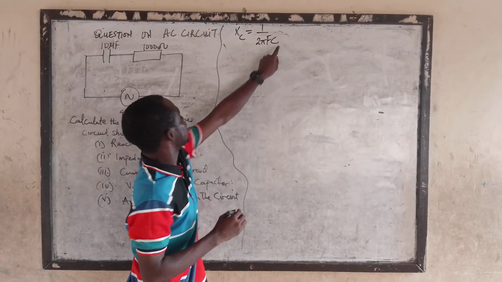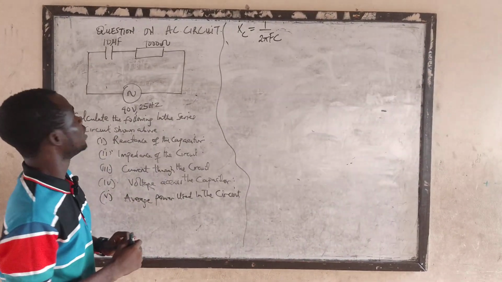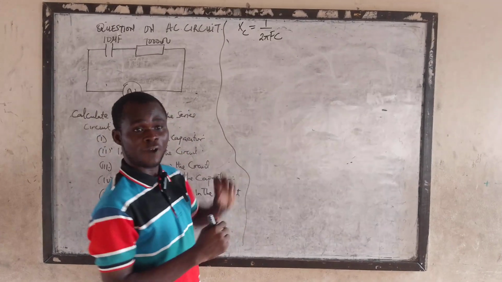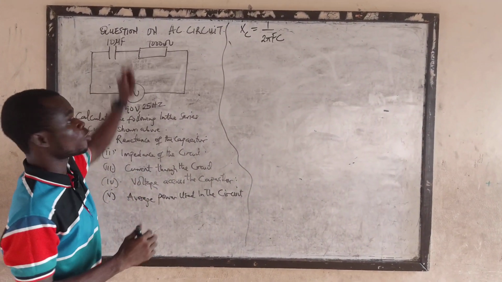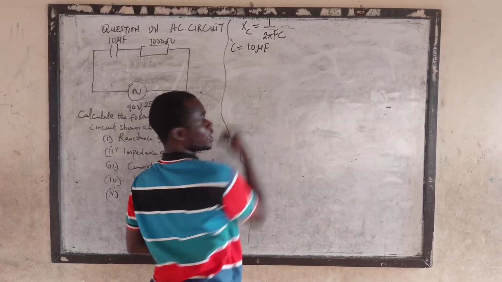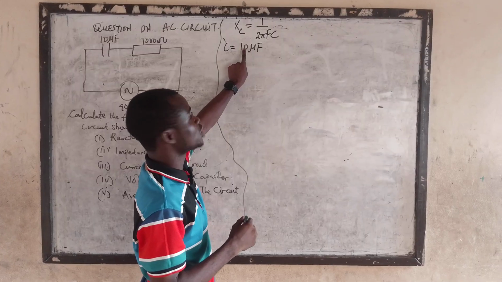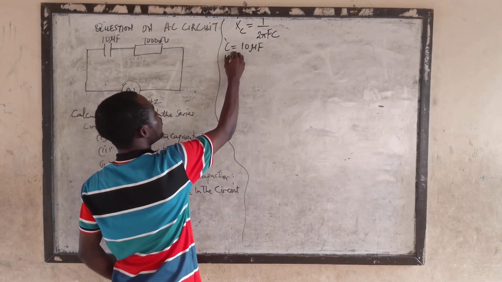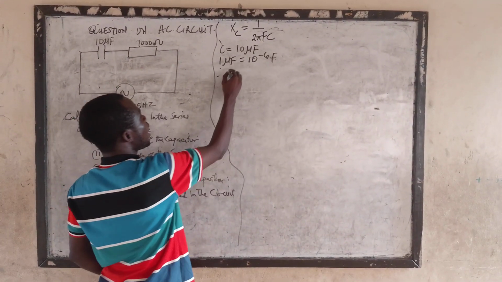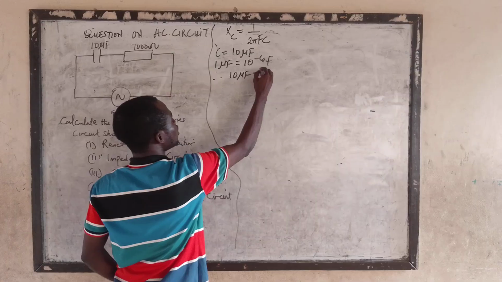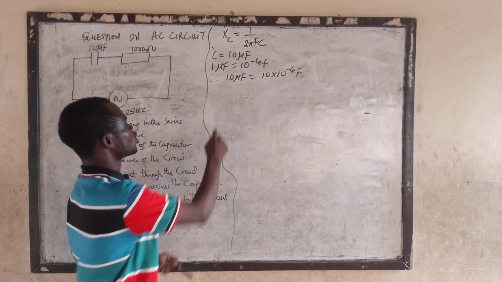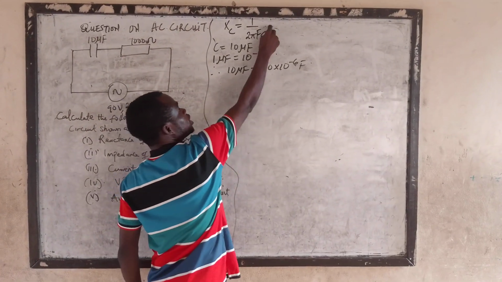Now, this C is the capacitance that is given in the question. We know that the unit for capacitance is the farad, but here we were given microfarad. So we have C equals 10 microfarad, and we are going to convert this to farad. Remember that 1 microfarad equals 10 raised to power minus 6 farad. So 10 microfarad equals 10 times 10 raised to power minus 6 farad.